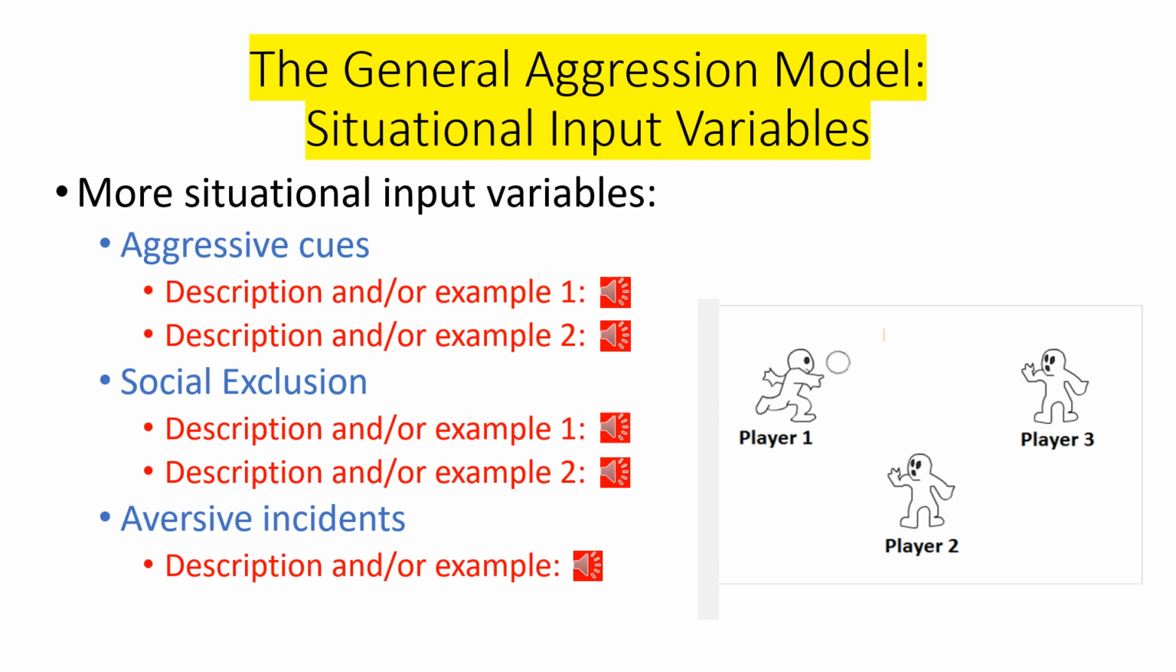Another interesting situational input variable would be an aggressive cue. An aggressive cue is a person or a place or a thing that's consistently paired with, that is associated with aggression. So that when you encounter this person, place, or thing, what happens is schema that are related to aggression are then activated.